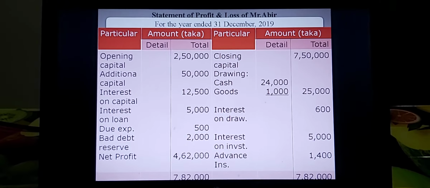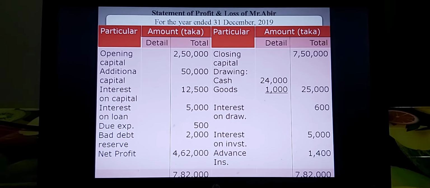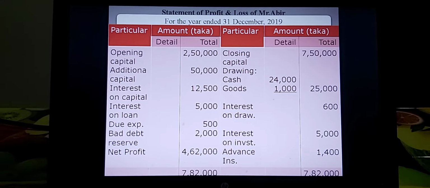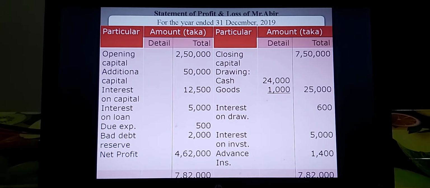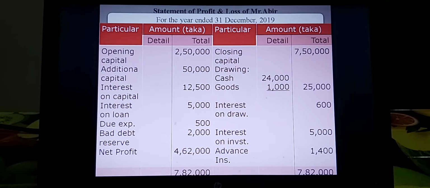This is the amount to be indicated as the net profit of the business of Mr. Abir. So net profit is taka 4,62,000 for this business.